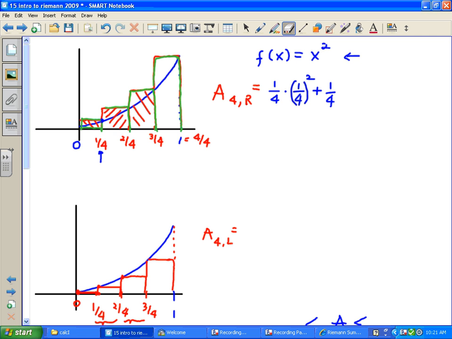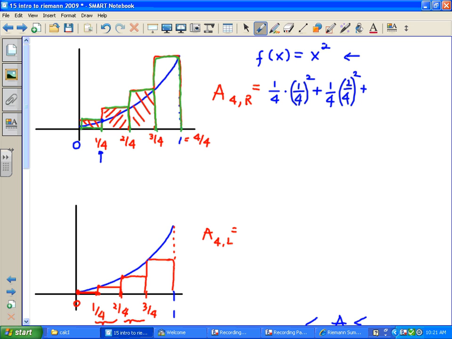You simplify. You said 1/2 squared. I'm going to keep the pattern. I'm going to keep it like 2/4 squared. Same thing, really, right? But the base is 1/4, and the height is, take the point 2/4, plug it into the function to get the height, so you have the squared.